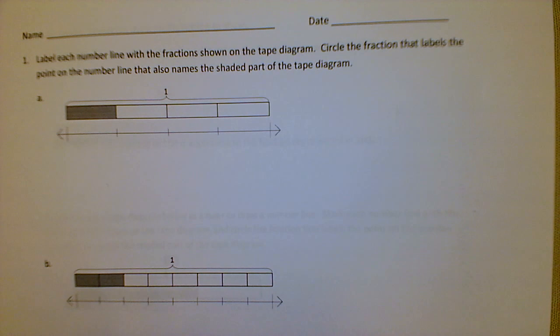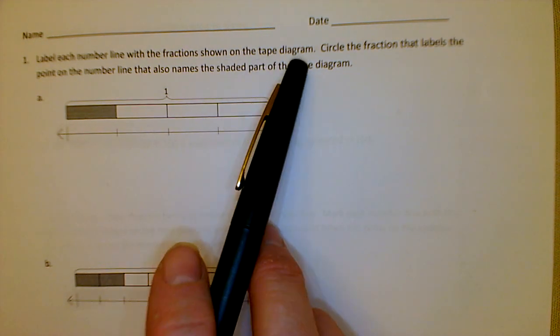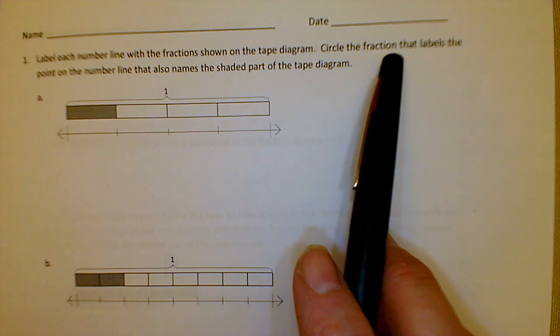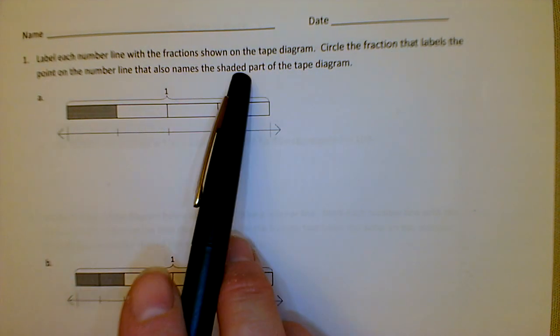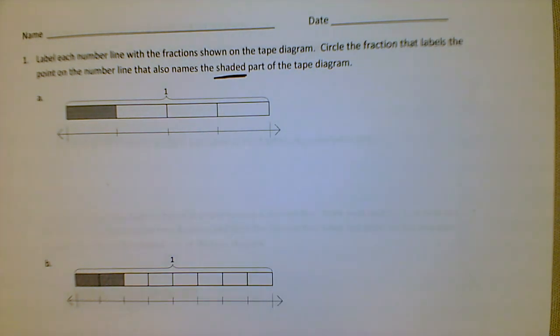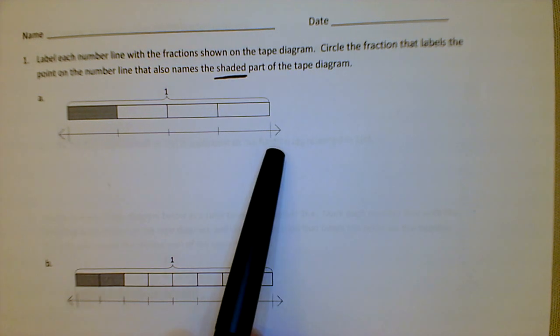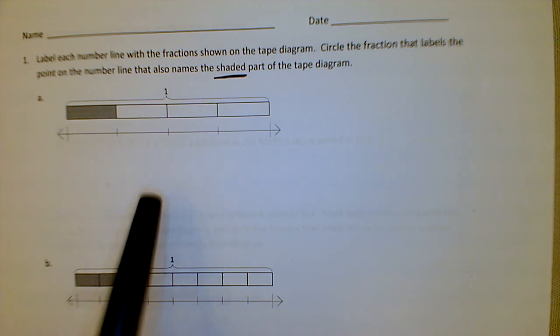Okay, so here it says label each number line with the fractions shown on the tape diagram. Circle the fraction that labels the point on the number line that also names the shaded part of the tape diagram. So we're going to be looking at our tape diagrams to understand what our fractions are, and then we're going to label them down here, and we're going to circle the one that also names the shaded part of the tape diagram.